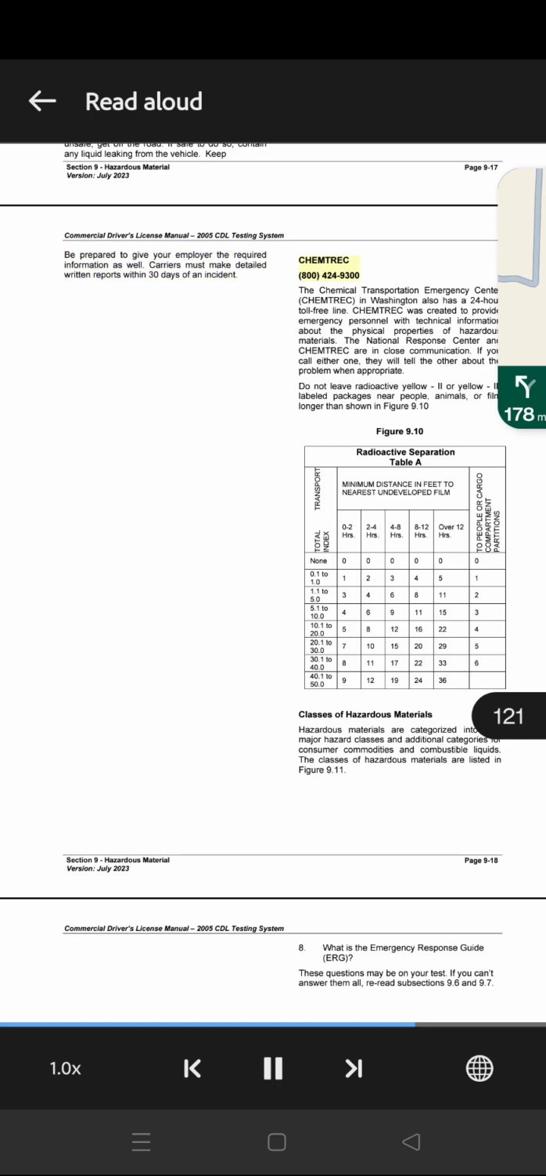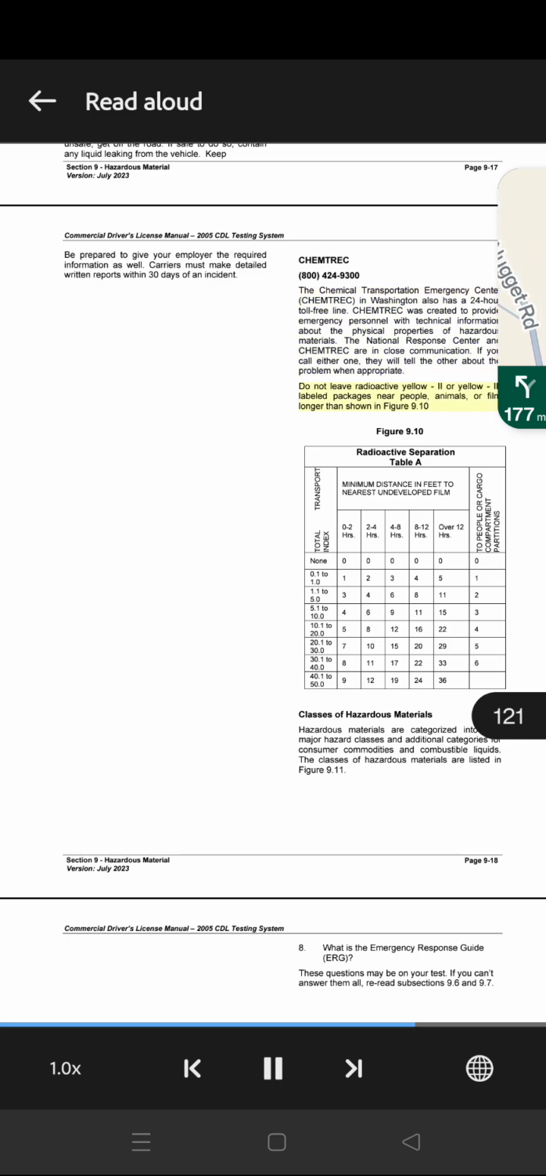Chemtrek 800-424-9300. The Chemical Transportation Emergency Center Chemtrek in Washington also has a 24-hour toll-free line. Chemtrek was created to provide emergency personnel with technical information about the physical properties of hazardous materials. The National Response Center and Chemtrek are in close communication. If you call either one, they will tell the other about the problem when appropriate.